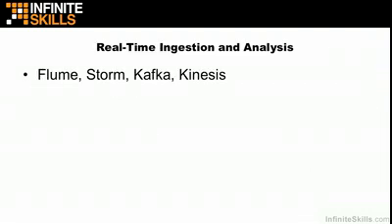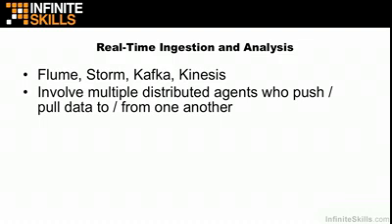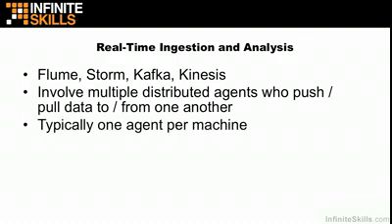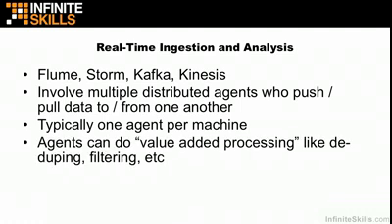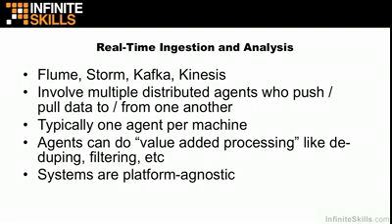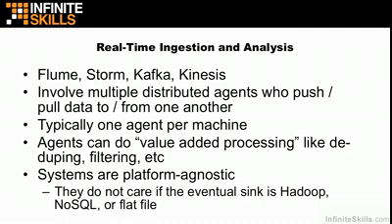First up, we have real-time ingestion and analysis engines. Things like Flume, Storm, Kafka, and Kinesis roughly do the same thing, which involves multiple distributed agents who push and pull data to and from one another. We typically have one agent on each machine, and these agents can do value-added processing like deduping, filtering, and so on and so forth. Although Flume can do value-added processing options, engines like Storm, Kafka, and Kinesis are much richer in the analysis that they can do as you're pulling the data in. These systems are platform agnostic, and they don't care if the eventual sink or the end-up location is Hadoop, a NoSQL engine like Cassandra, or a flat file system on a local file system.